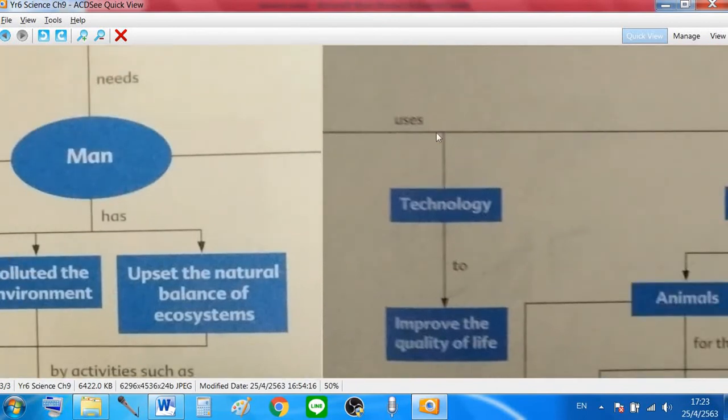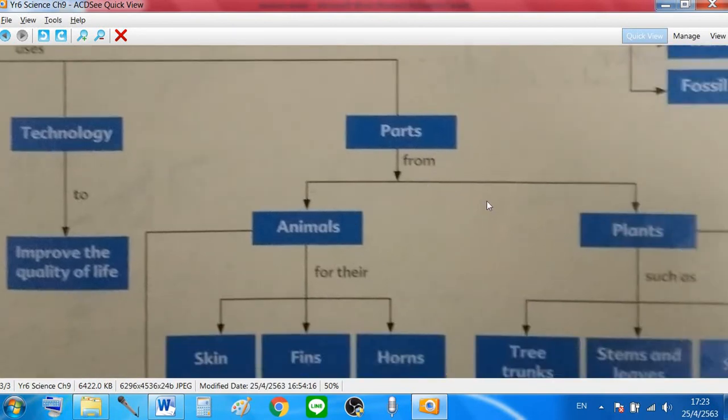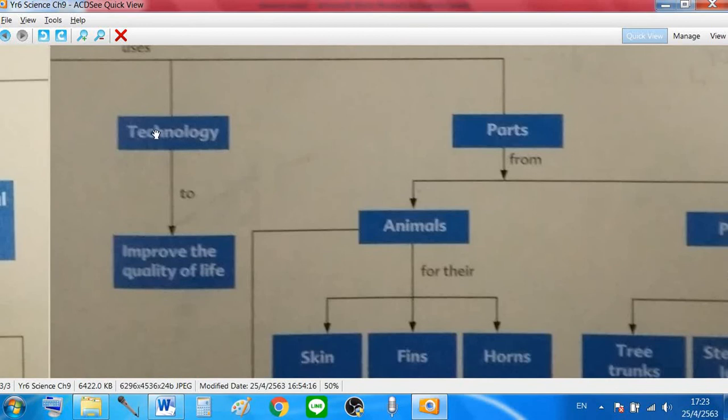And finally, man uses technology and parts of animals and plants. So man uses technology to improve the quality of life. Sometimes these improve the quality of our life, but they harm the environment. So we have to find a balance between technology and what is good for the environment.